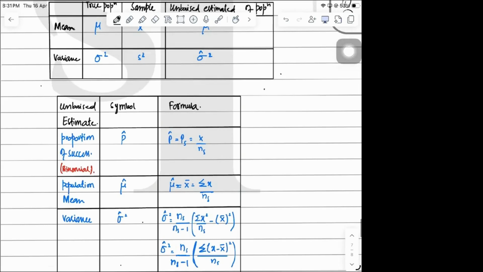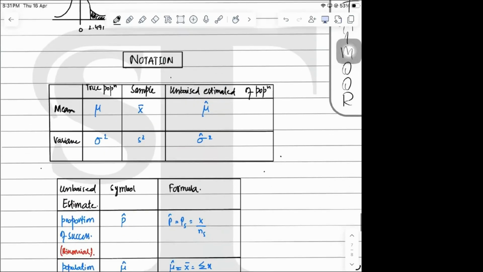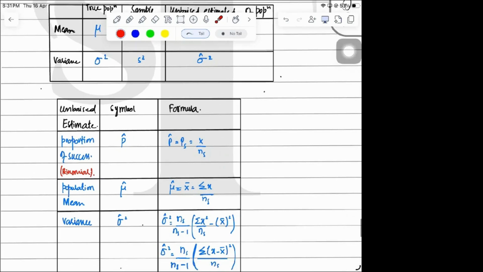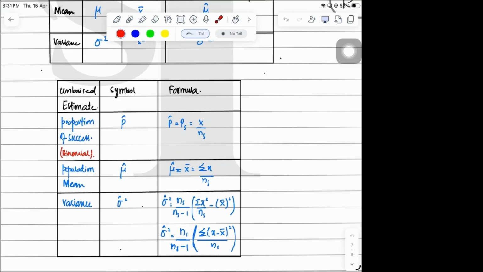Okay. So first thing is that those were the notations, and this formula which I use is for the point estimation. Is that clear? These formulas will lead you to the point estimation.